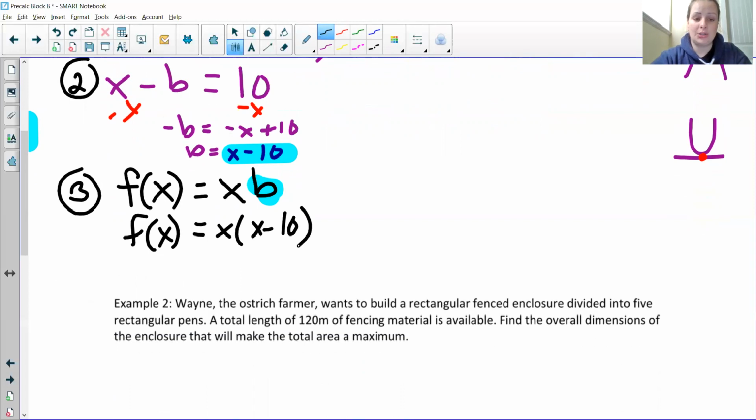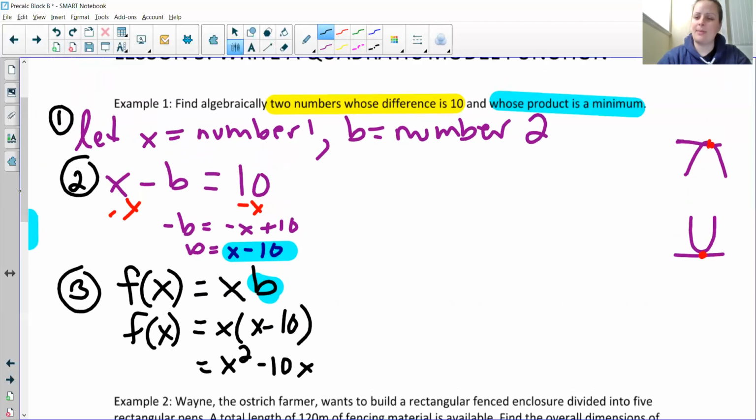Now I want to expand and simplify. So I am going to do x times x, which is x squared minus 10x. Okay. So we've learned that the maximum and minimum occurs at the axis of symmetry, and the special point on the parabola that lands exactly on the axis of symmetry is the vertex.